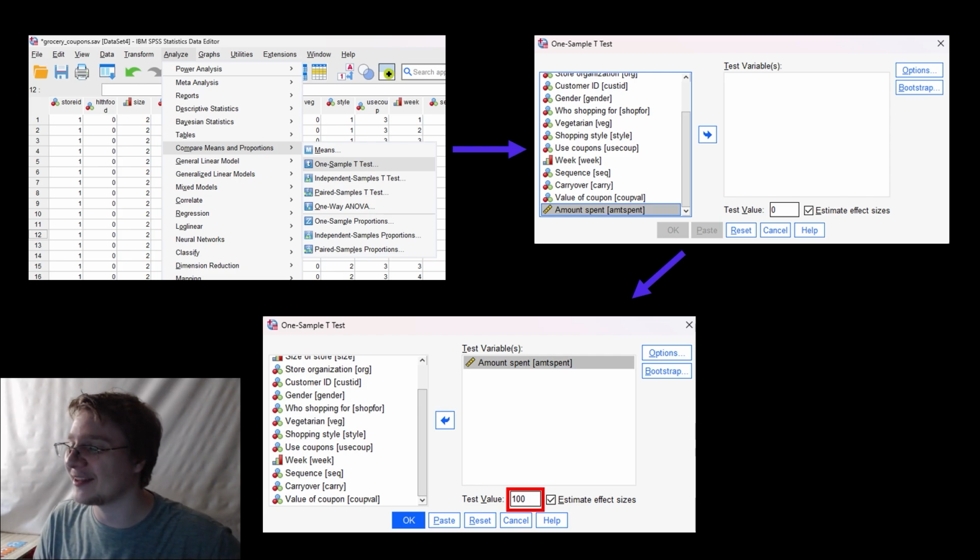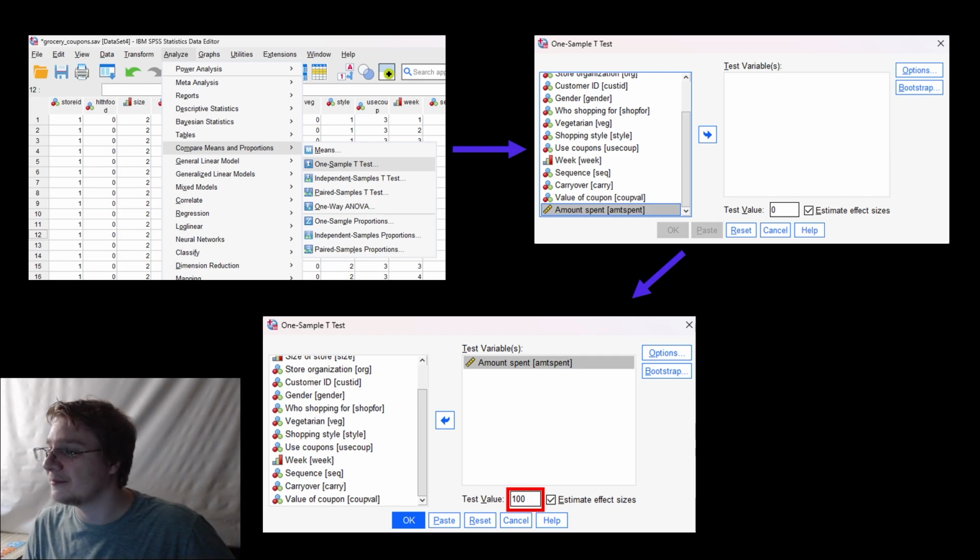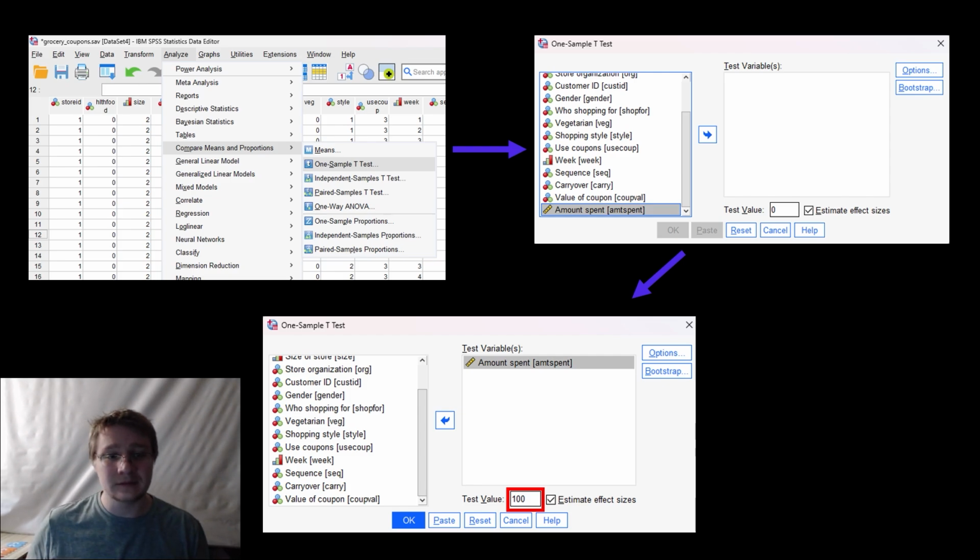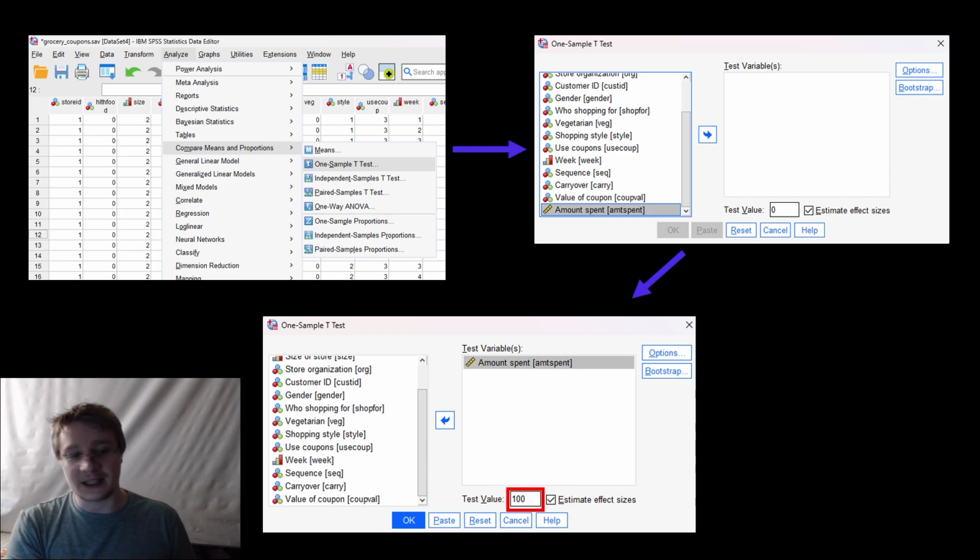See all the columns over there. And so we're just going to go look for amount spent. We're going to click on it, click the little arrow right in the middle of the screen, and it's going to pop up right here on the right side for test variables.